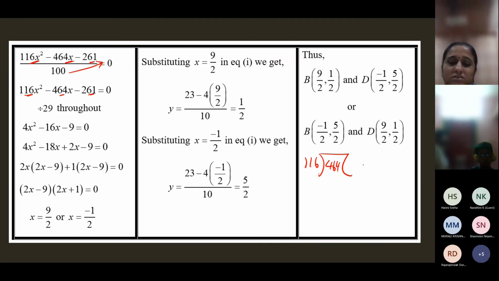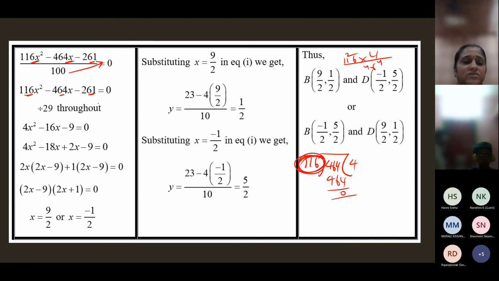116, how many times? 116 into 4, right? Yes or no? So 116, 4 times is 464. So the remainder is 0. So the HCF of these two numbers is 116.